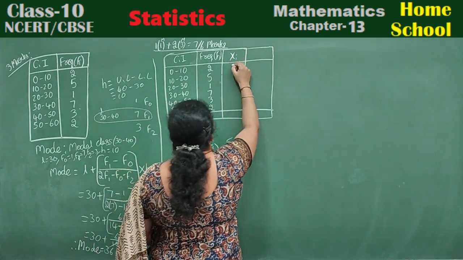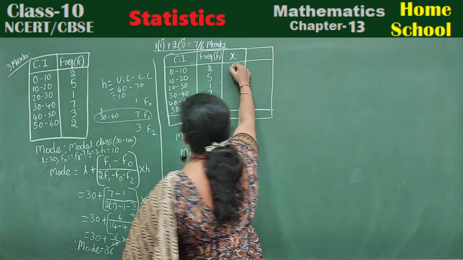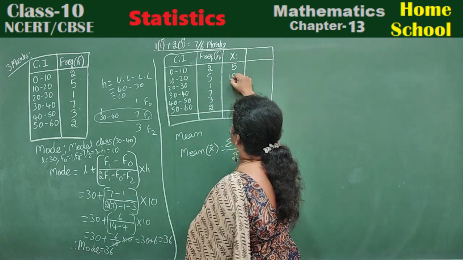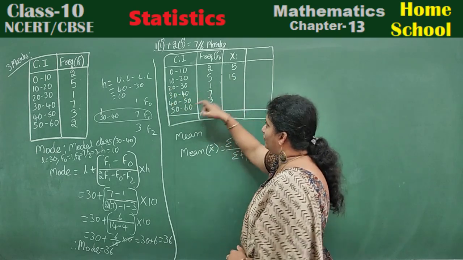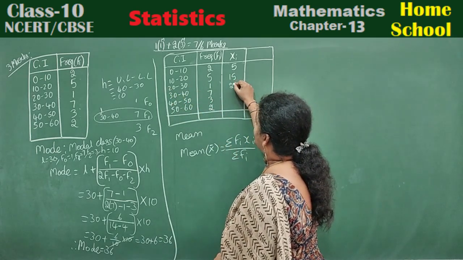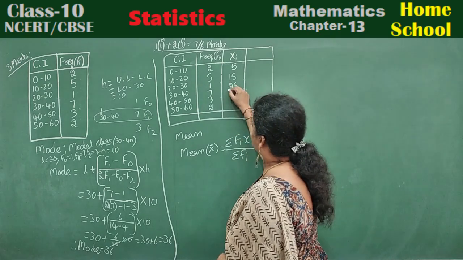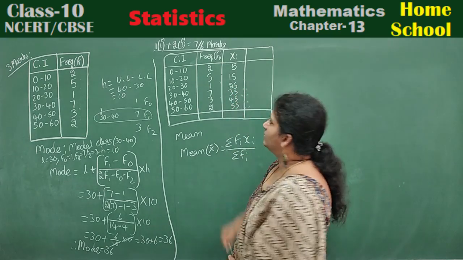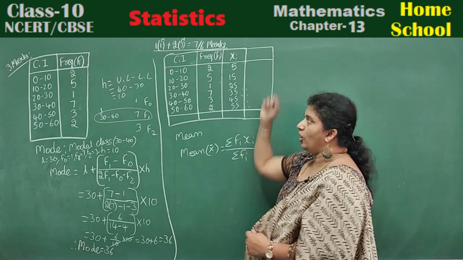0 plus 10 will be 10. 10 by 2 will be 5. 10 plus 20, 30. 30 by 2 will be 15. 20 plus 30, 50. 50 by 2 will be 25. Same manner you can proceed: 35, 45, 55.